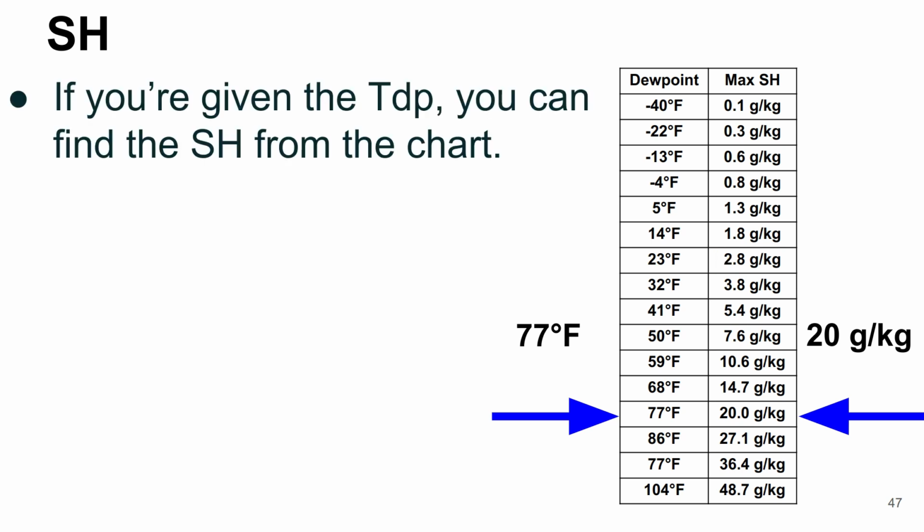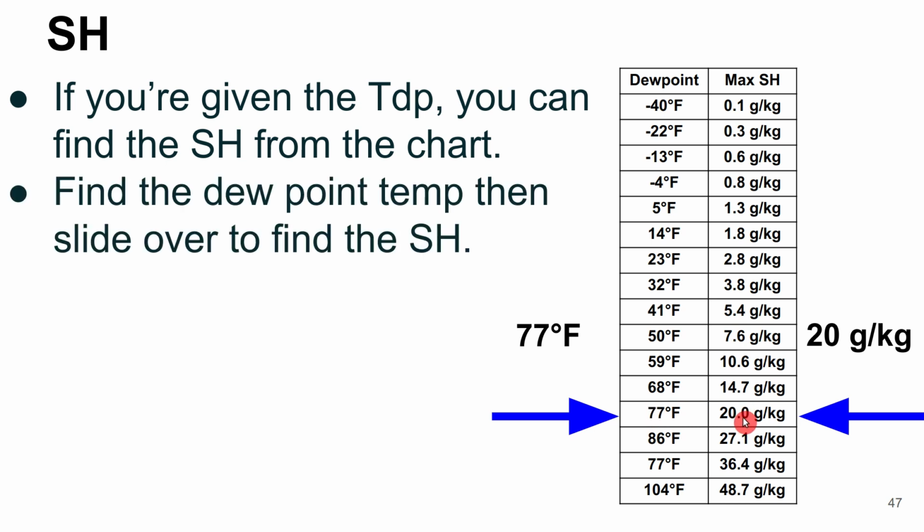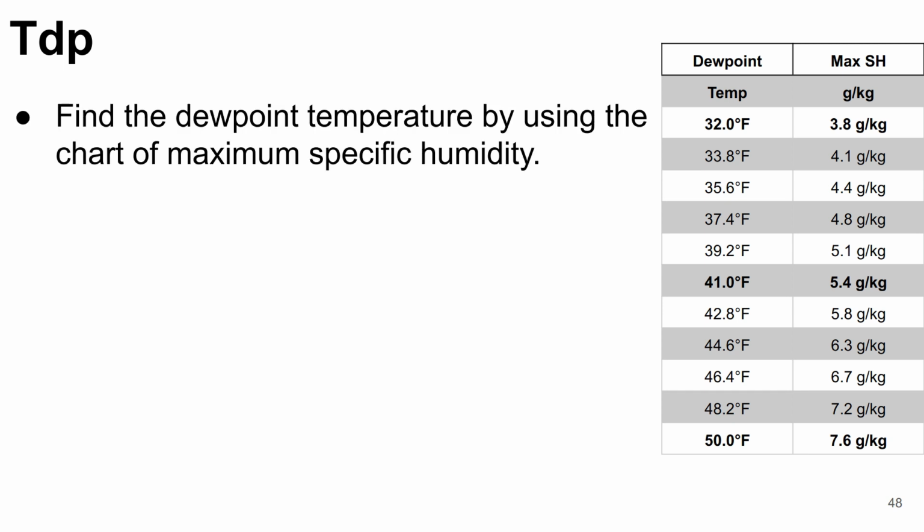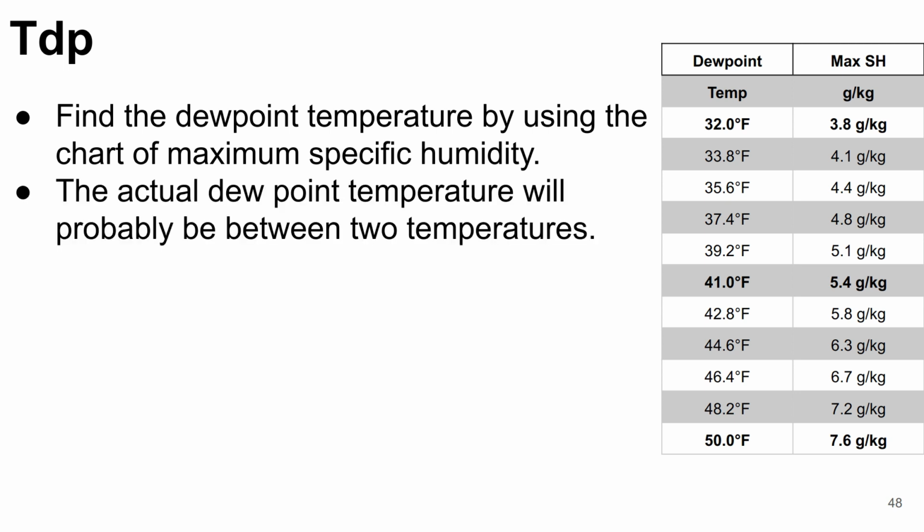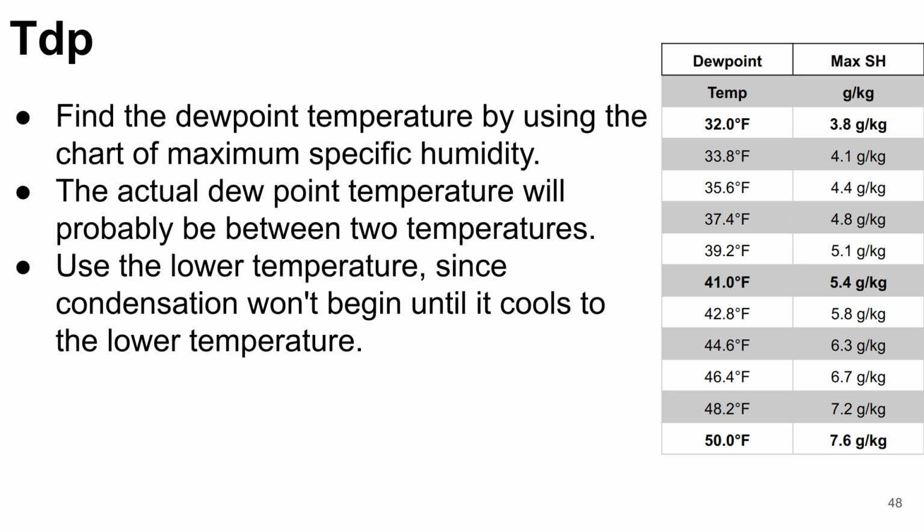If you're given the dew point temperature, 77 degrees, you know what the specific humidity is from the chart. Find the dew point, slide over to the right to find the specific humidity. You can also find the dew point by using the chart of maximum specific humidity. The actual dew point temperature will probably be between 2 temperatures. Use the lower, since condensation won't begin until it cools to the lower temperature.